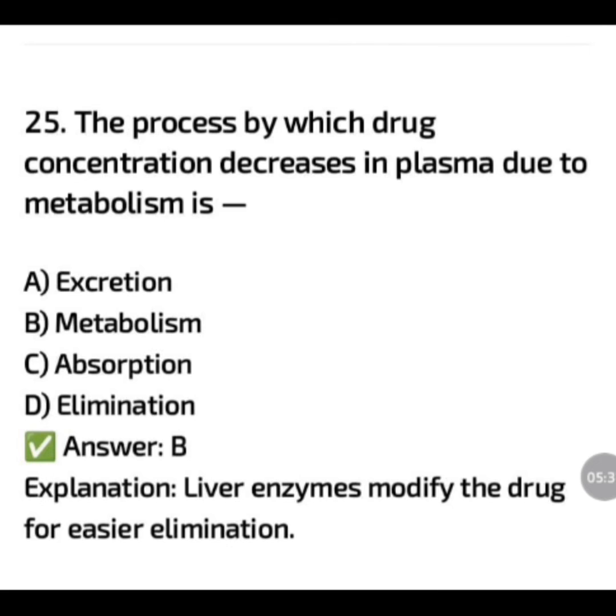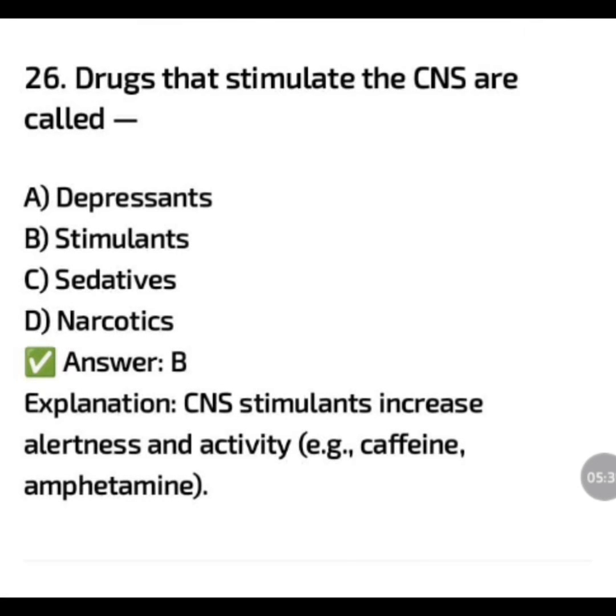Liver enzymes modify the drug for easier elimination. Drugs that stimulate the CNS are depressants, stimulants, sedatives, narcotics. The correct answer is option B, stimulants. CNS stimulants increase alertness and activity.